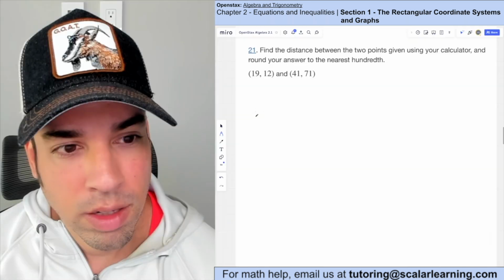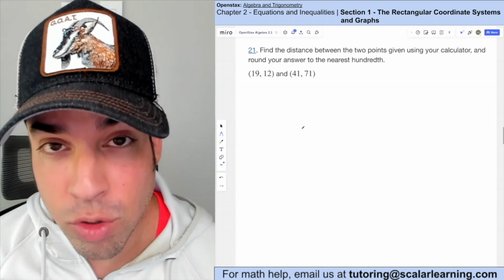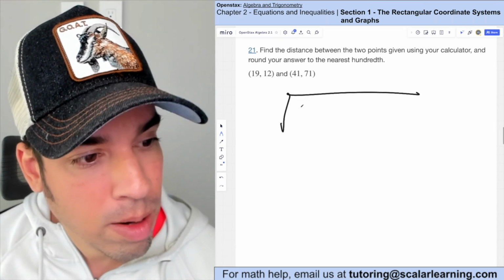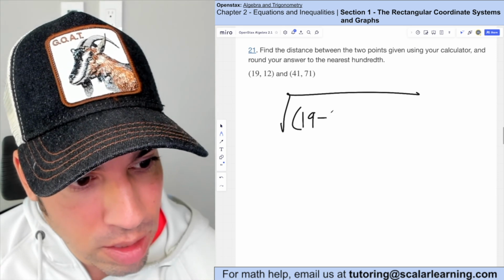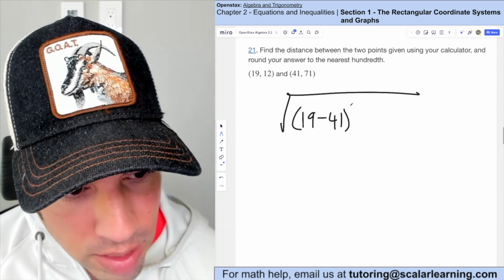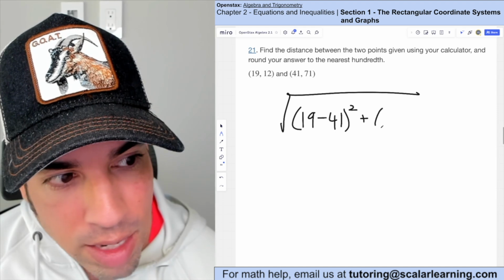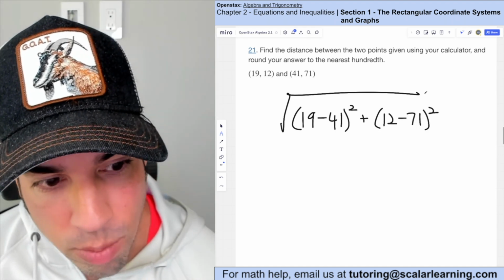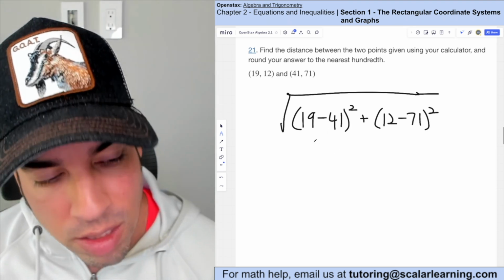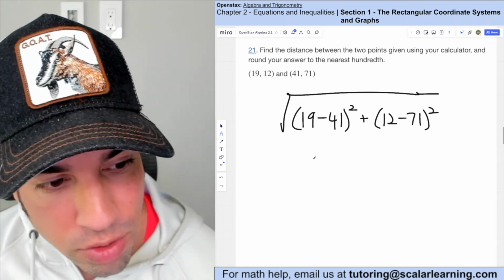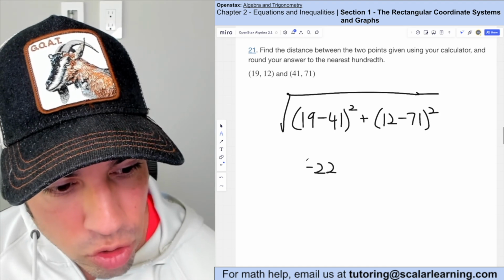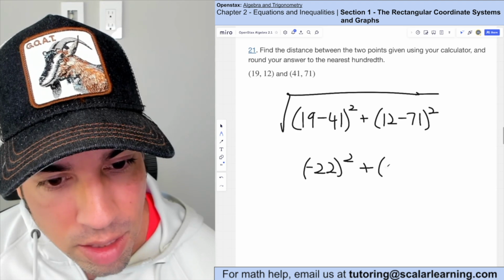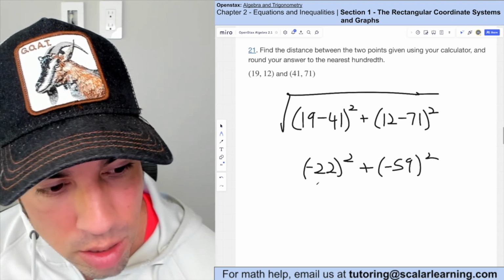Boom, done. In this one, it's the exact same thing. We're just going to now use a calculator to get an approximation. So check it out. We're going to use the distance formula. I'm going to take the difference of 19 and 41, aka the difference of the x values, square it, add it to the difference of the y values, 12 minus 71, square it, and we're going to plug this into a calculator. But first, let's simplify it as much as we can. 19 minus 41 is -22 squared, and 12 minus 71 is -59 squared, like so.